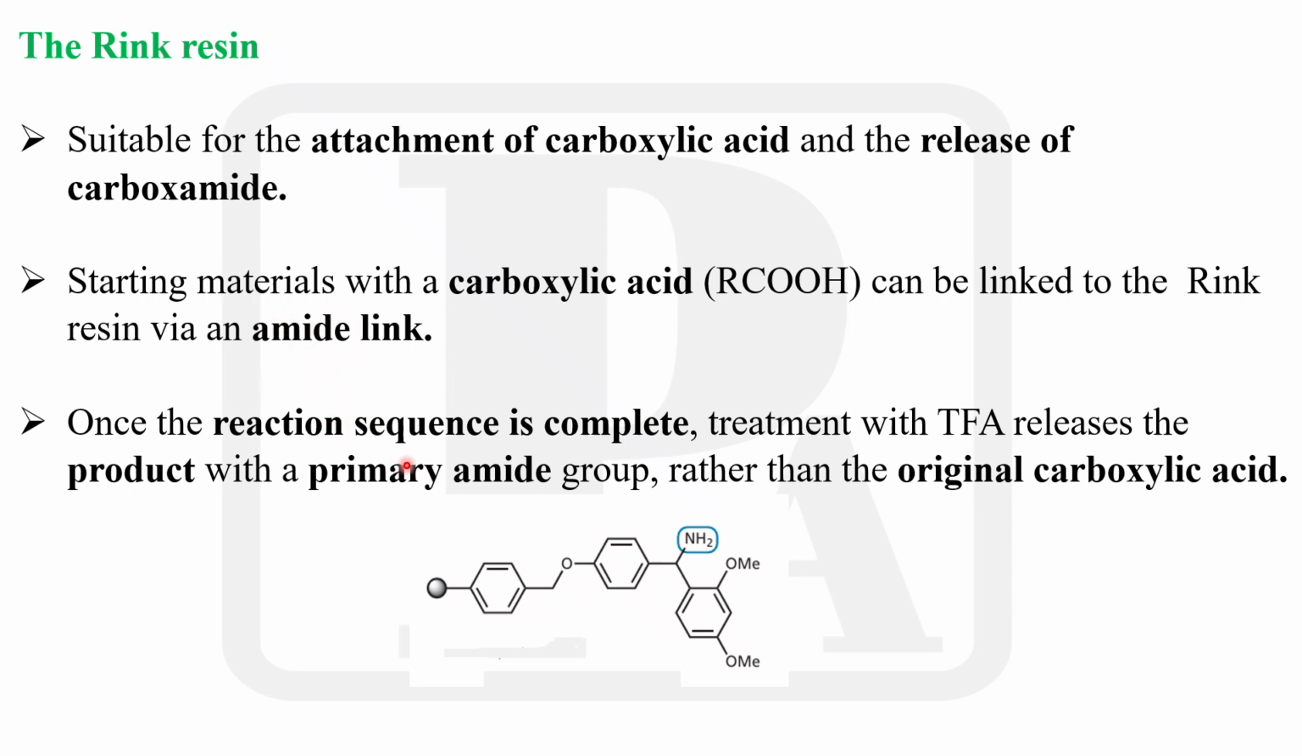After the reaction is over, it is treated with TFA to release the product with the primary amide group, not getting the original carboxylic acid. So the final product has a primary amide group. So this is an example for Rink resin. The rounded portion is what is going to be added.